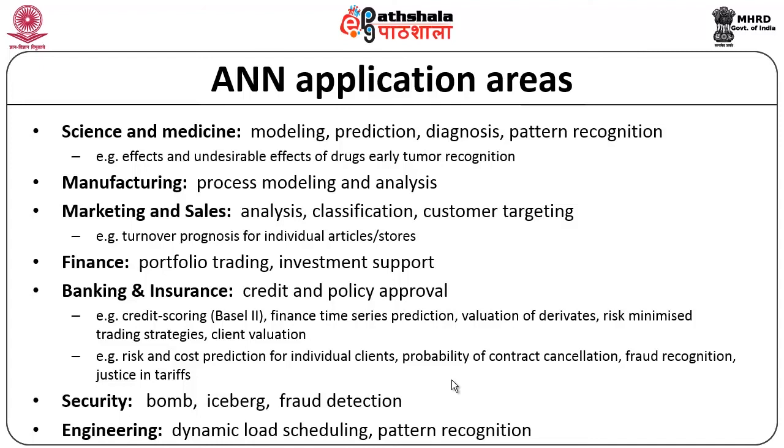For example, if you want to understand the overall turnover of an individual store in a chain of outlets, then neural networks may be widely used for predicting what the turnover may be in the future. In the finance domain, neural network models have been developed and widely utilized for portfolio trading and investment support. In the banking and insurance domain, credit and policy approvals, for example credit scoring, and risk and cost prediction for individual clients, are widely done based on neural networks. In security, bomb, iceberg and fraud detection are done using neural network based approaches. In engineering, dynamic load scheduling and pattern recognition are done.